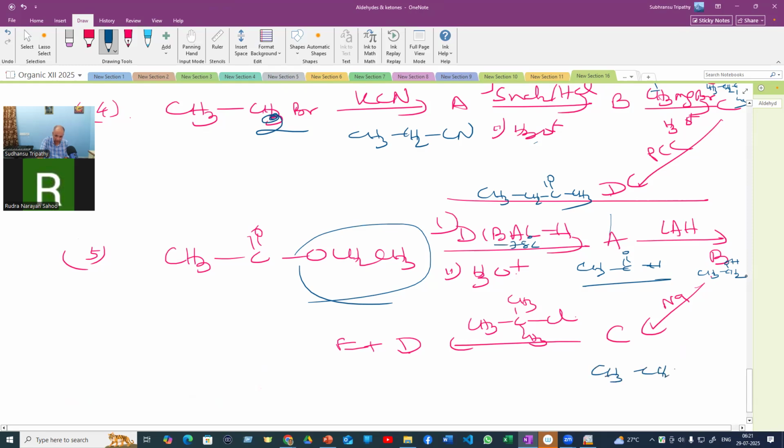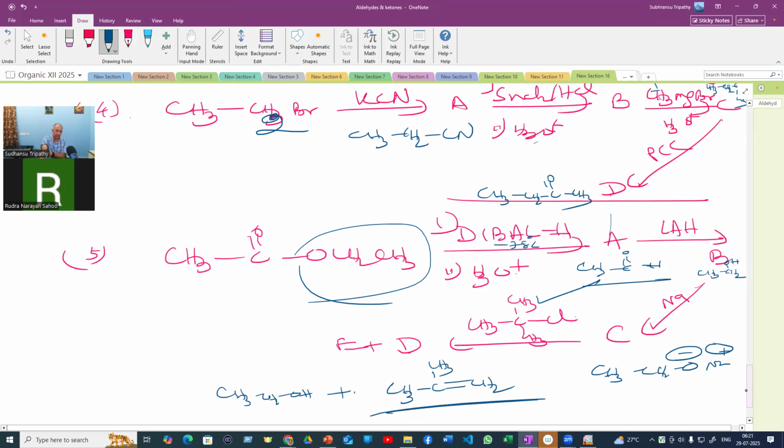Then if we give it sodium, what happens? Sodium ethoxide, a salt. And with tert-butyl chloride, what happens? Elimination happens. 100% elimination product forms from a tertiary halide with a strong base like alkoxide ion.